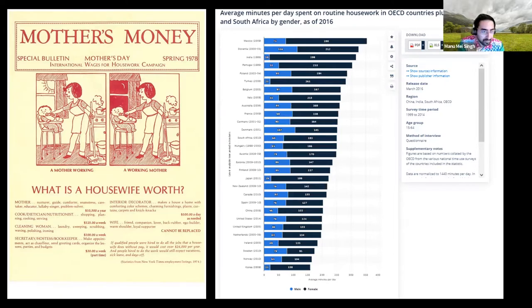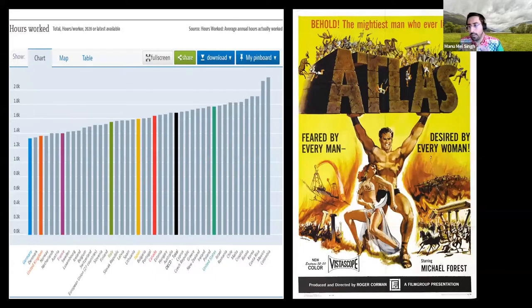So now on the other end of the equation, or this sort of scale, is this idea of the working world, right? I have this poster of an old film, "Behold the Mightiest Man Ever Lived, Atlas, feared by every man, desired by every woman." He's holding up the world. In this case, I'm really speaking of the working world. And next to that is the OECD chart. This is the hours worked by countries.